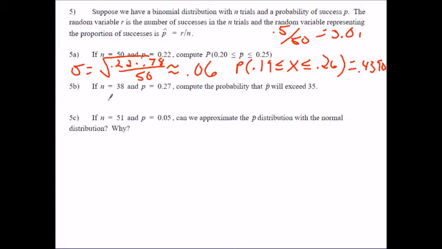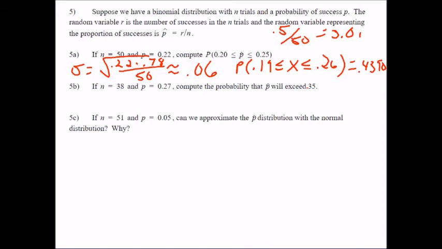Okay, in the next one, n is 38, p is 0.27, that p hat will exceed. I think this is supposed to have a point here. So, oh no, I'm sorry, 35. I think it's supposed to have 0.35 here. So I think I made a typo.